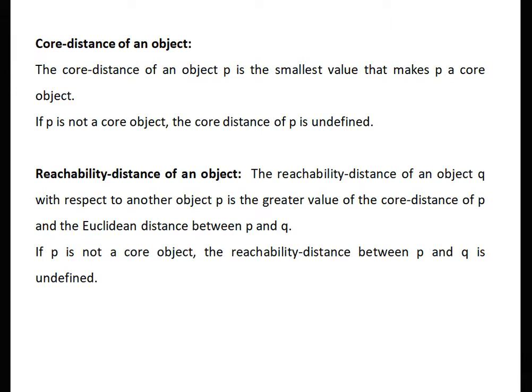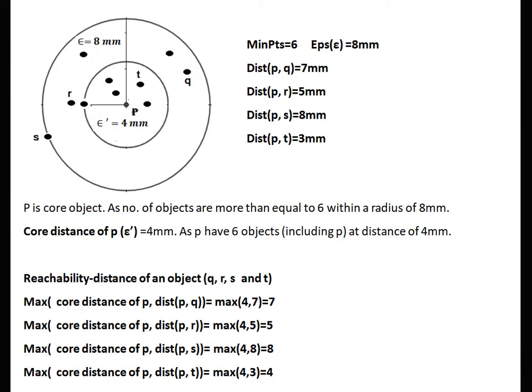From the example you get the idea of what is meant by reachability and core distance and how they get calculated for every point. Now just take a simple example. Here to form a cluster minimum 6 points are required, then only the point becomes a core object, otherwise the point is not a core object. And here the radius is given as 8 mm, that is inside that area there should be minimum 6 points. Now P is the point under consideration, so including P there should be 6 points. Here more than 6 points are there including P, so P becomes a core object.